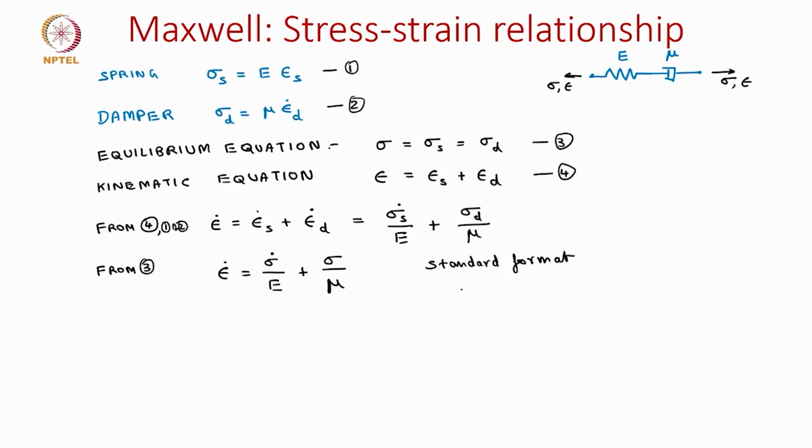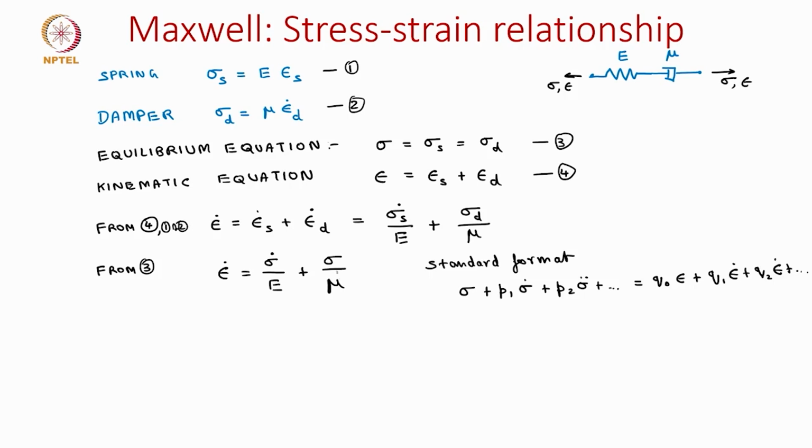The standard format is you start with sigma without a constant, and then there are constant times the first derivative of the stress, constant times the second derivative of stress, plus so on and so forth, and towards the right we have these constant times the strain and constant times the first derivative of the strain, second derivative of the strain, and so on and so forth.